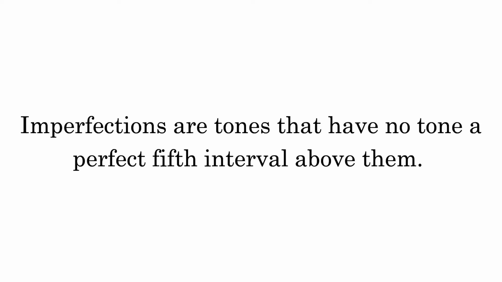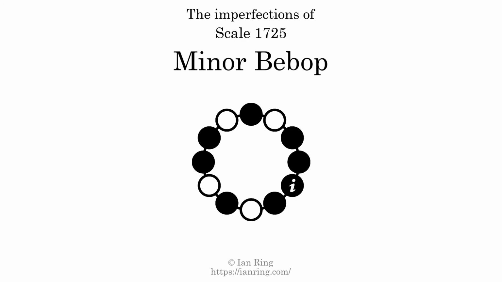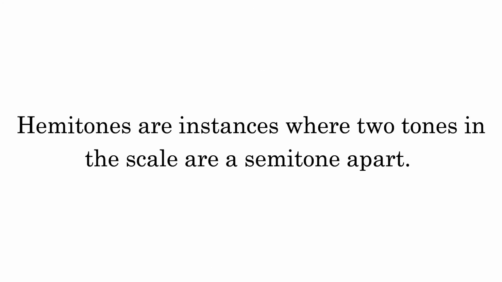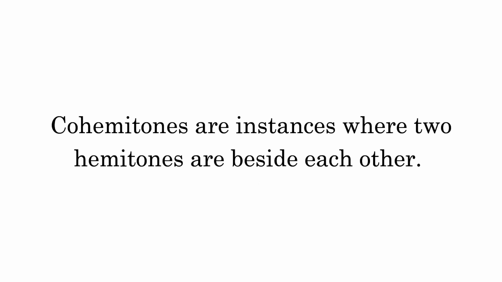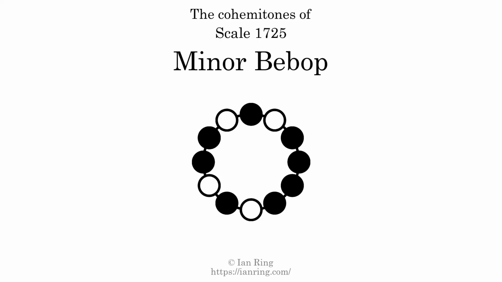Imperfections are tones that have no tone a perfect fifth interval above them. This scale has 1 imperfection. Here, hemitones are instances where 2 tones in the scale are a semitone apart. This scale has 4 hemitones. They are at positions here, here, here, and here. Cohemitones are instances where 2 hemitones are beside each other. This scale has 2 cohemitones. They are at positions here and here.